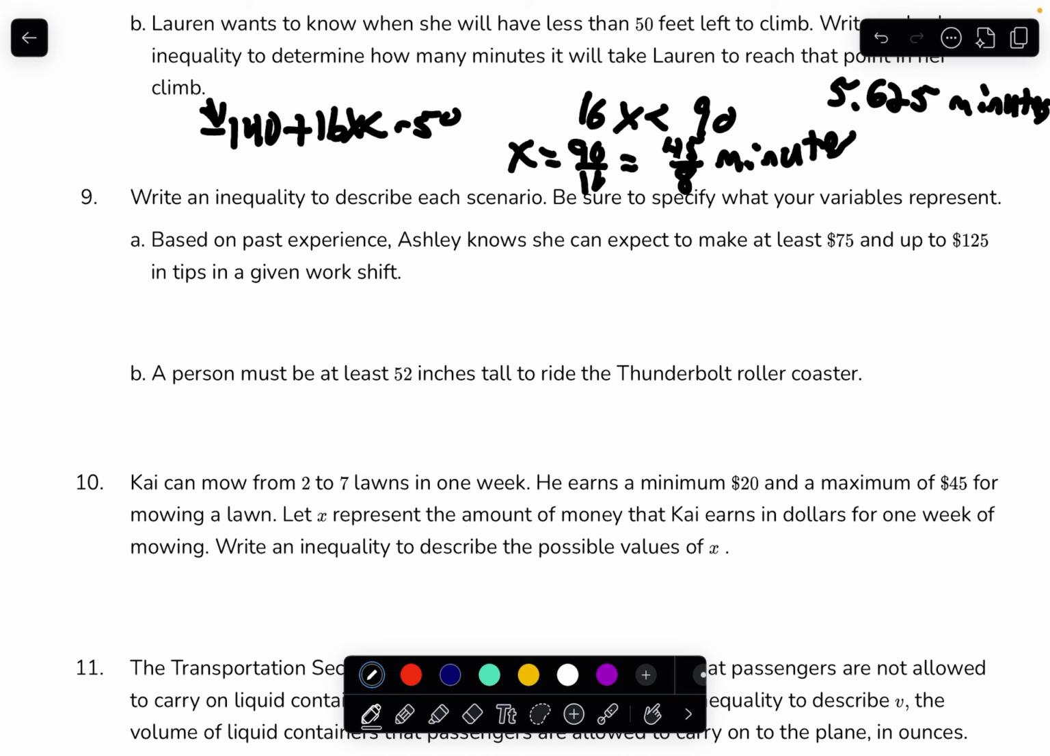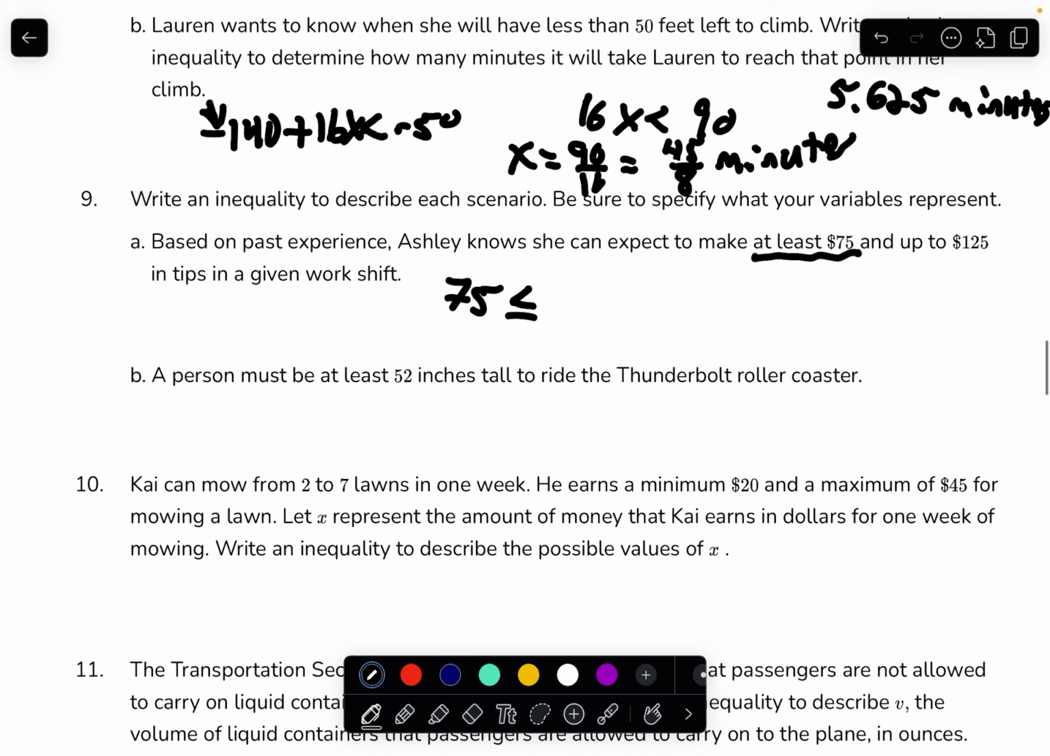So 9, write an inequality to describe each scenario. Be sure to specify what your variables represent. Based on past experience, Ashley knows she can expect to make at least $75, no less than $75. She can make equal to it, so that kind of tells you that her pay in tips is going to be greater than or equal to 75 and up to 125. The way I read that, up to includes it. So there you go. T is between those two numbers.